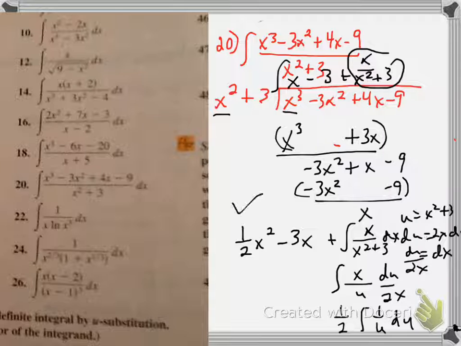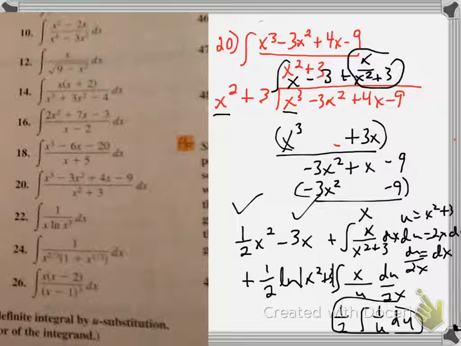So we have this portion and this portion of our integral. We're going to add the last part, which would be plus 1/2 ln of the u we picked, which was x squared plus 3, plus c. Sorry, it's all kind of crowded. You can't see it all there.